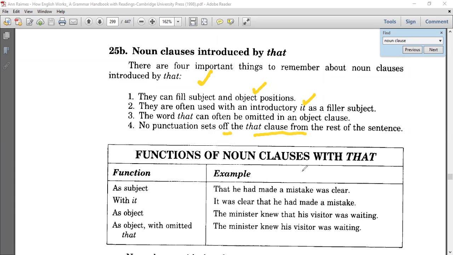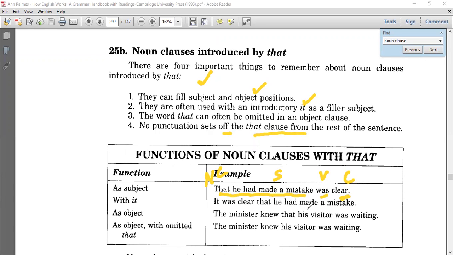This you already know because we talked about reported speech, and we know that we are not going to insert punctuation here. That he had made a mistake was clear. Now we can see over here it is a subject, and we know that this is a verb, and this is a complement. So this subject is the whole clause. So this is a noun clause.